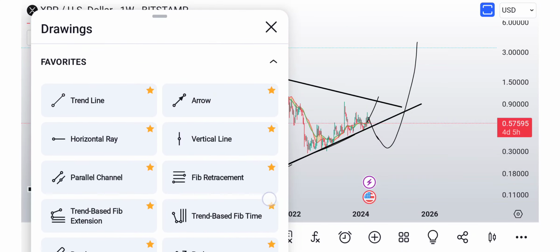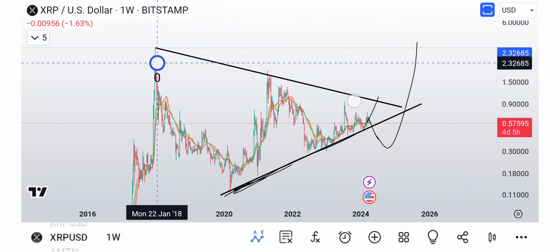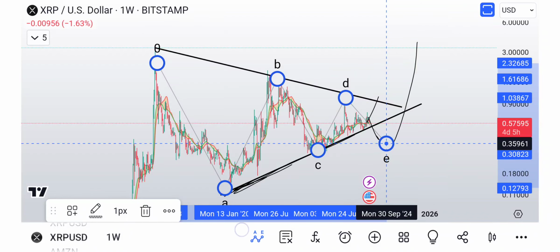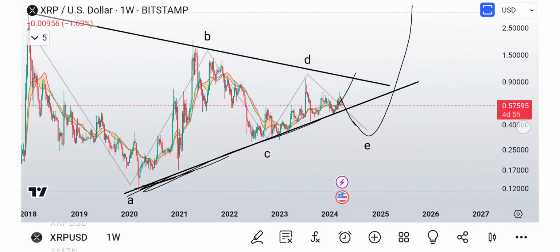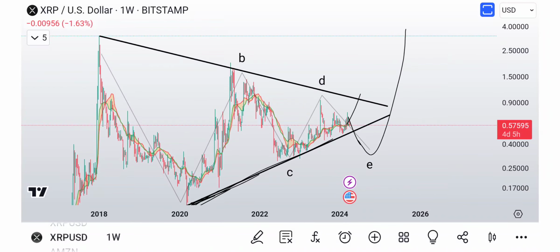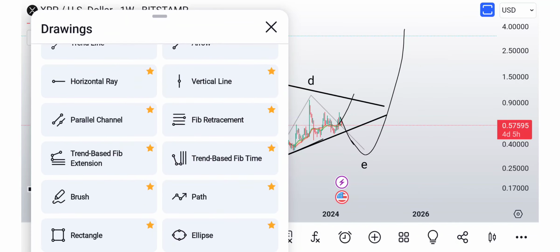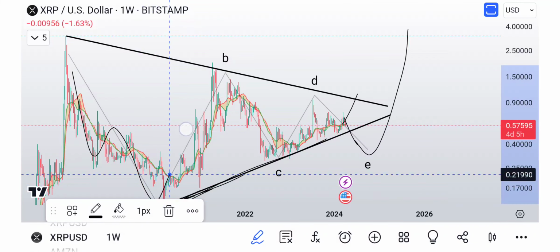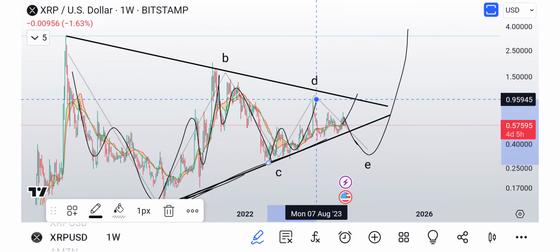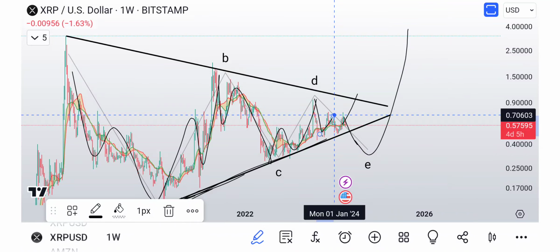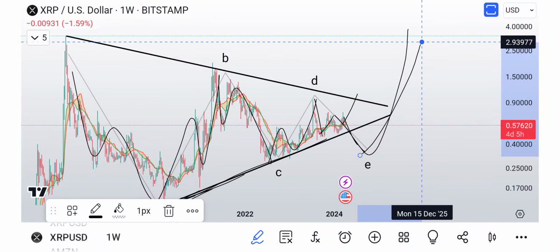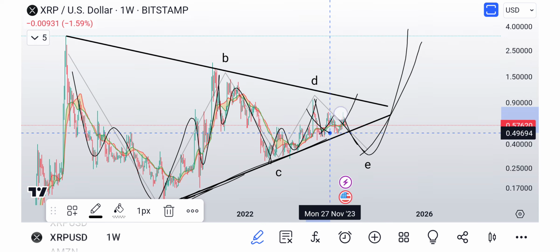The reason I say that is because we still have this triangle here, A, B, C, D, and then all it would be is an E wave. So even if we did break it, it would still be a triangle, because we need three waves. We had 1, 2, 3 in A, 1, 2, 3 in B, 1, 2, 3 in C, and 1, 2, 3 in D, and now we need 1, 2, 3 in E. So we have 1, 2, and maybe we get 3 down to the downside. And that's another confluent idea for a break to the downside.